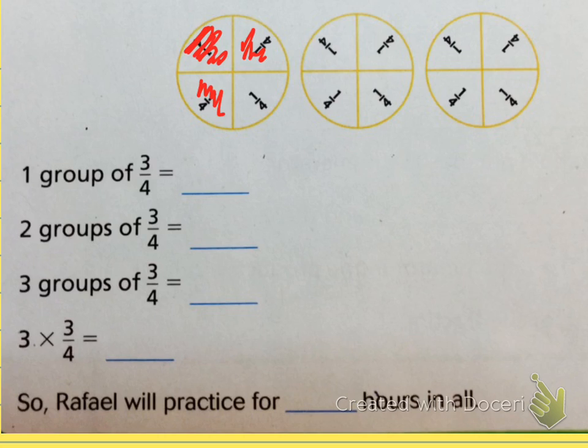So on my first day, I have one group of 3/4. One group of 3/4 has how many shaded pieces? You're right, 3/4. I'm going to go on to day 2. On day 2, he practices for 1/4, 2/4, 3/4 of an hour.